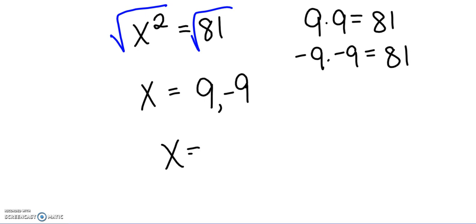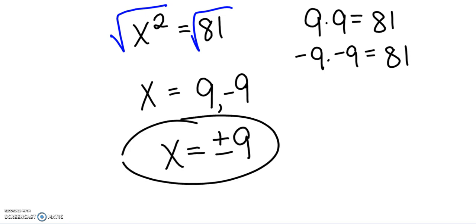Here's a super easy way to write it though. X equals plus or negative 9, positive or negative 9. So that's technically two answers that I wrote there. So whichever way you prefer, you can write them separately or you can put them together as just one number with a positive negative in front of it. That's going to insinuate two answers. So let's do another one together.